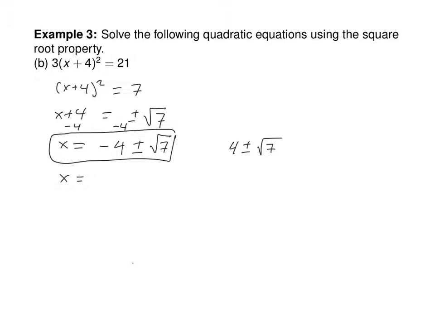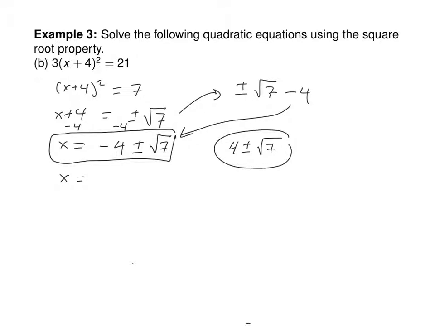Okay. So technically, this actually could be plus or minus root 7 minus 4, which is the same thing as that. It's just often the case that the plus or minus is written as the second number, but it's not necessarily wrong either way. But yeah, this will give two completely different answers.